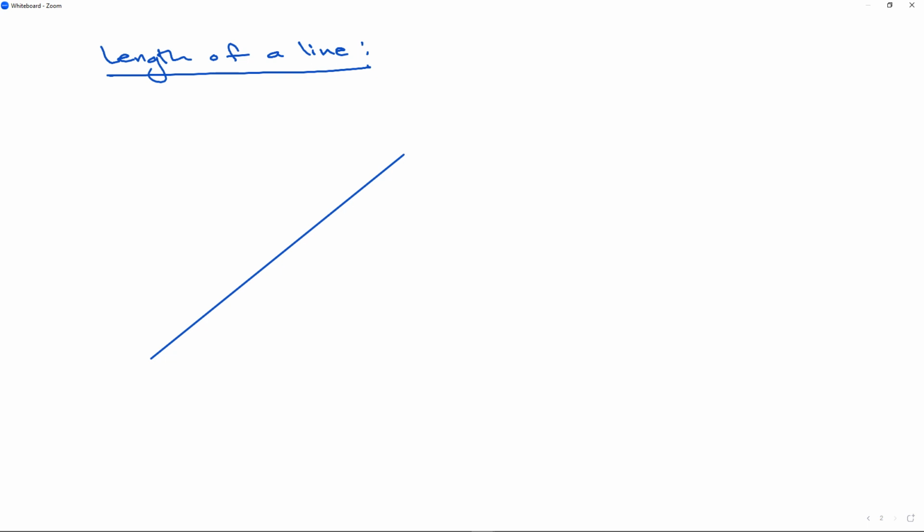Let's go to the next concept, which is the length of a line. All right, so still on the same topic of coordinate geometry, but the length of a line. When I want to find the length of a line, let's start with an example. Again, I'm given two coordinates, let's say 0 and 4, and 9 and 15. Now I want to know, how long is this line?